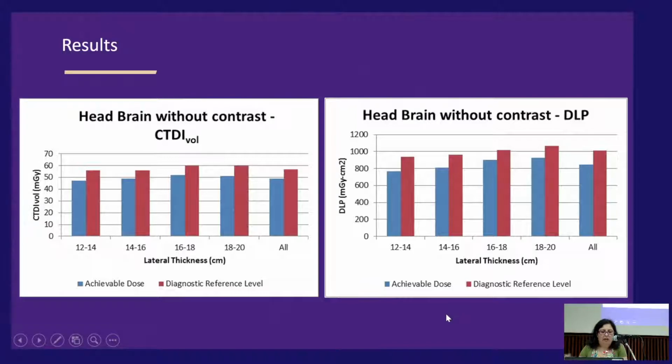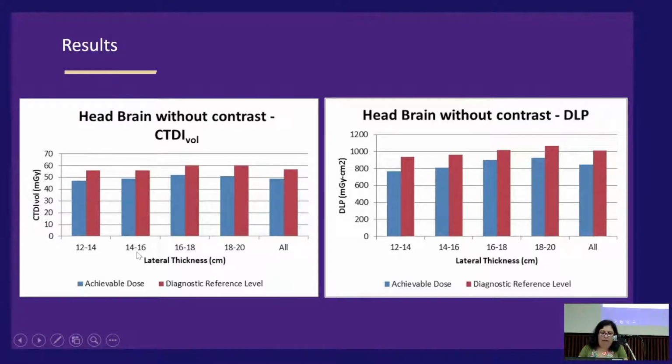So here are some slides. I'll just show you a few results. What we did in the paper, this is for head without contrast, CTDIvol, DLP. It shows you the dose as a function of lateral thickness. Now remember, it doesn't vary a lot for adults, but you can see here we went by 12 to 14, 14 to 16, 16 to 18, 18 to 20, and then this is just looking at the average of all of them. The blue bar here is the 50th percentile, and the red bar here is the 75th percentile. So your doses want to be somewhere between these at your facility.